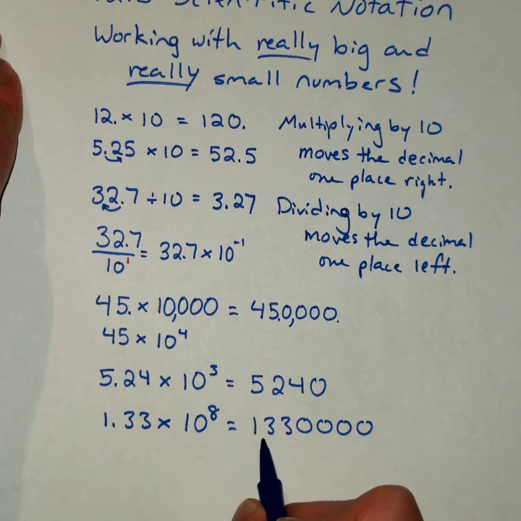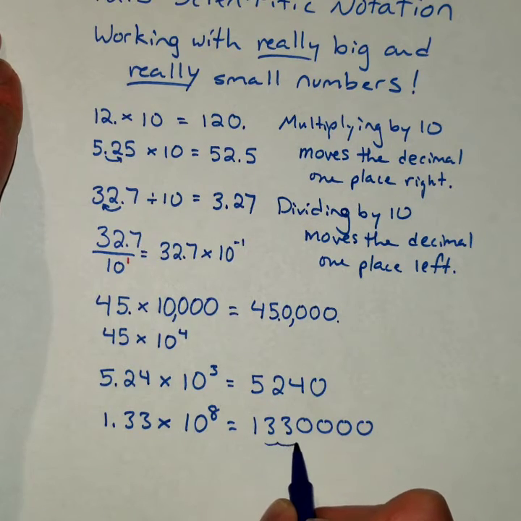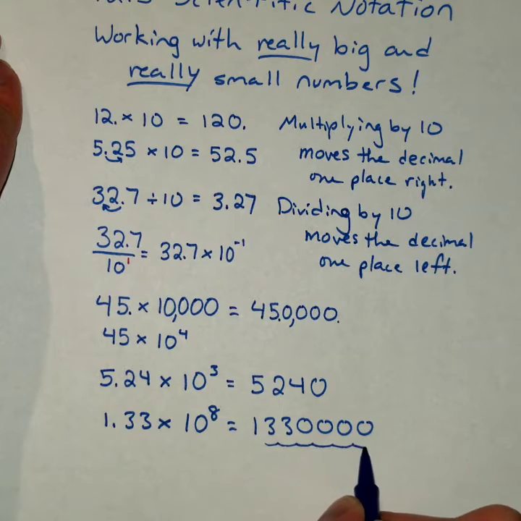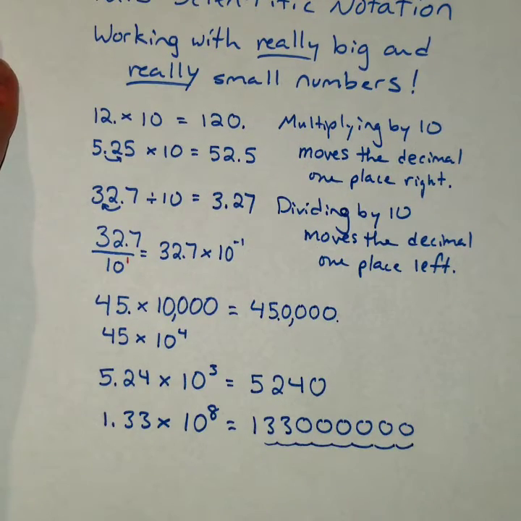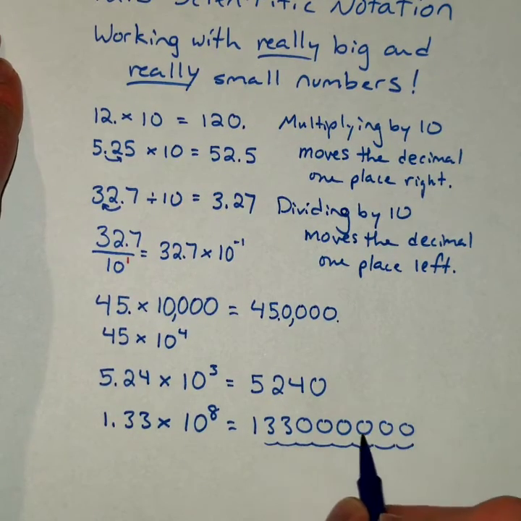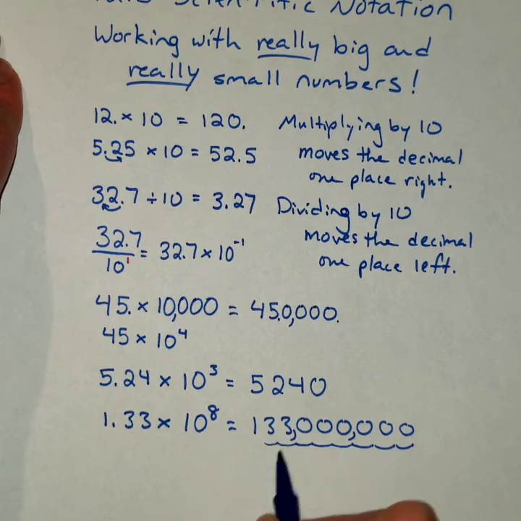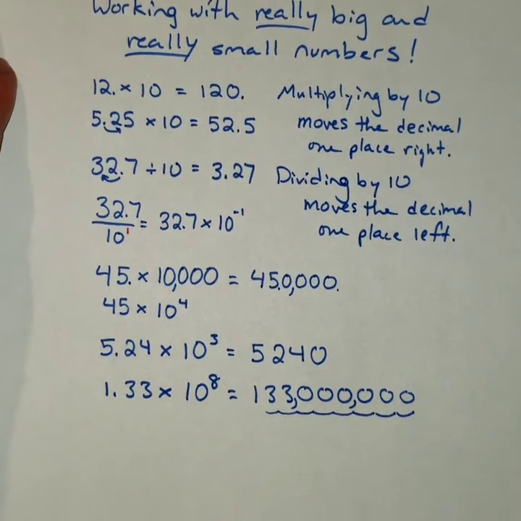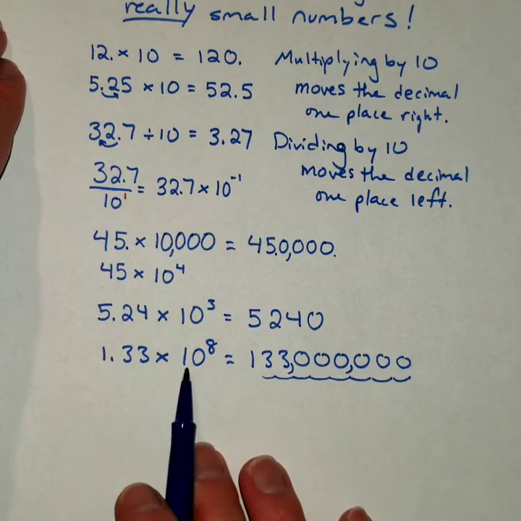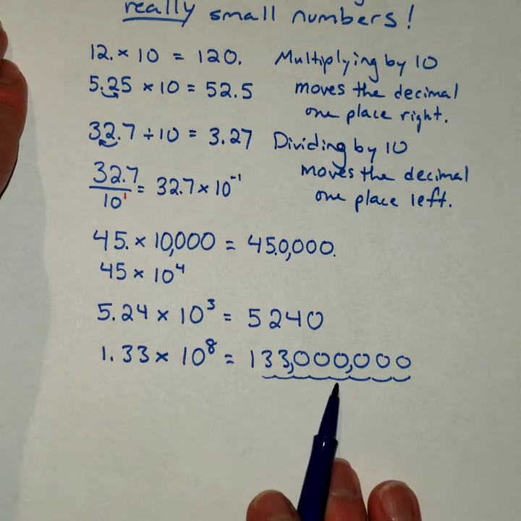Let me count this up. Starting here would be 1, 2, 3, 4, 5, 6, 7, 8. All right, so there's my number, and I need to put the commas in, so there'd be a comma here, that's 133 million. All right, so 1.33 times 10 to the 8th is 133 million. All right, so that shows us how to convert from scientific notation to standard notation.